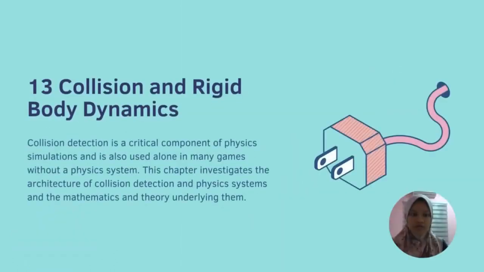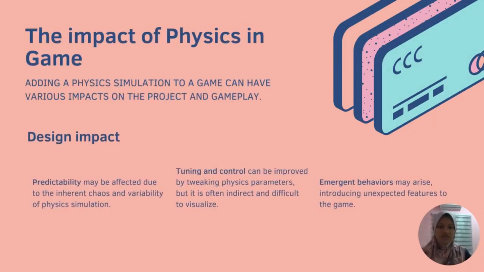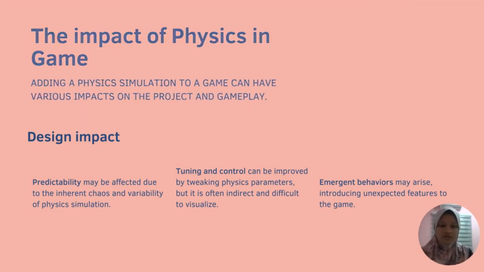So after talking about animation, chapter 13 is talking about collision and rigid body dynamics. So it's basically about adding physics into the animations in the game. Adding physics in a game may have design impacts and engineering impacts. First, design impacts: the game will be less predictable, and the tuning and control may improve by tweaking physics parameters, but it is often indirect and difficult to visualize, and emergent behavior may arise.